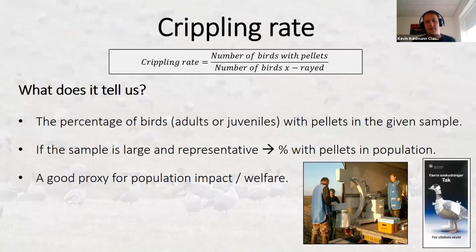Assuming that we have a sample of birds and that they've been X-rayed, we can then express the crippling rate as the very simple measure that is the number of birds with pellets divided by the number of birds X-rayed. And what that tells us is the percentage of birds, either a specific age group or combined, that have pellets in the given sample. If furthermore that sample is large and representative, we might then infer that this is also the proportion with pellets in the entire population. And as such, the crippling rate is a very good measure for what we can call the population impact or the population welfare in terms of crippling.